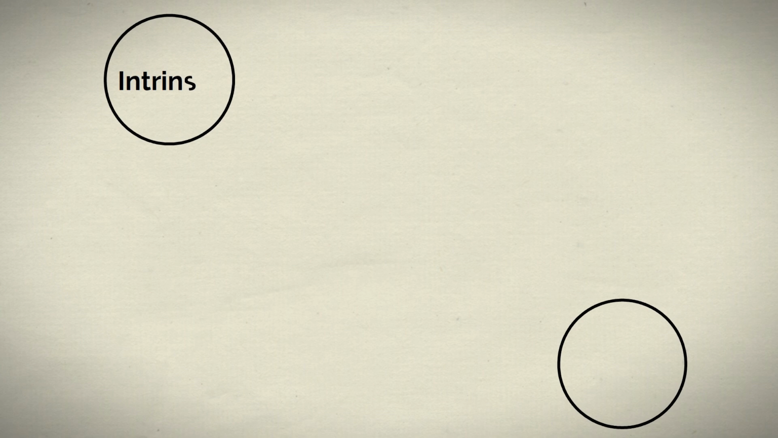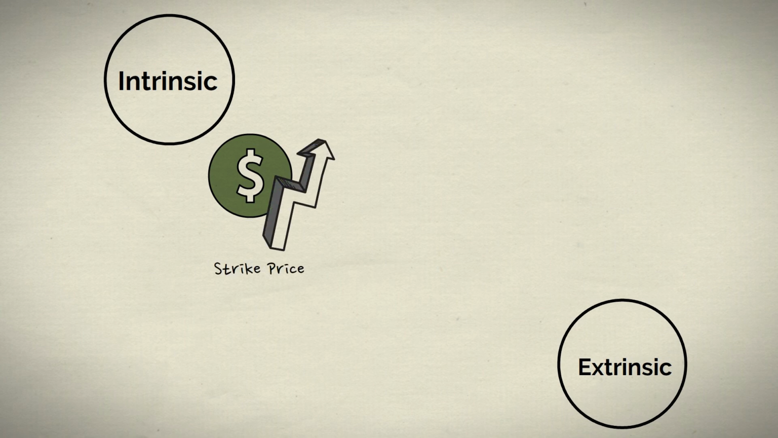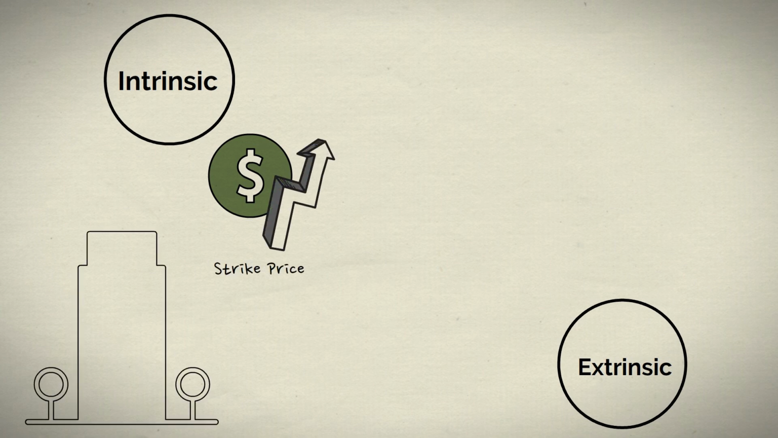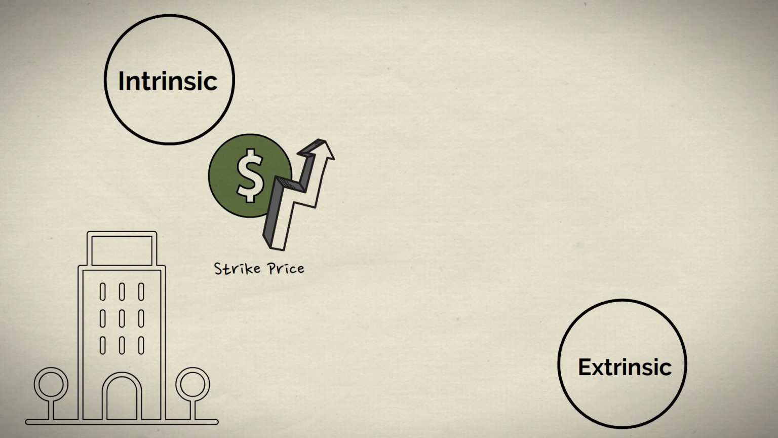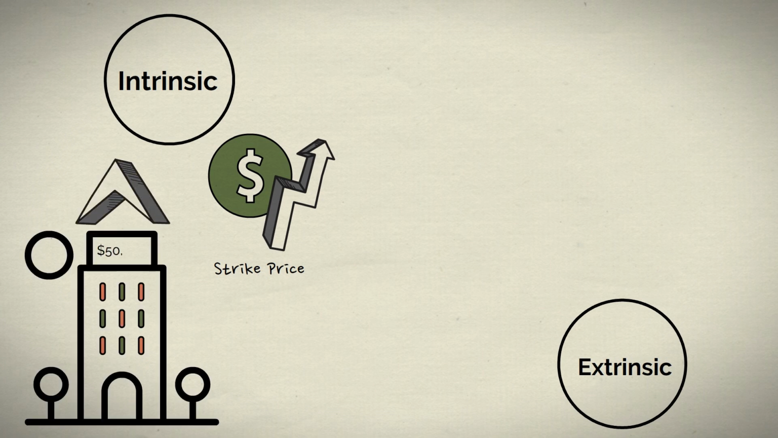Interestingly, we can describe the value of a call option as either intrinsic or extrinsic. Intrinsic value is realized when the underlying asset price goes above the strike price. So in the case of our apartment example, as long as the price of the property is above the strike price of $50,000, it means that the call option has intrinsic value.